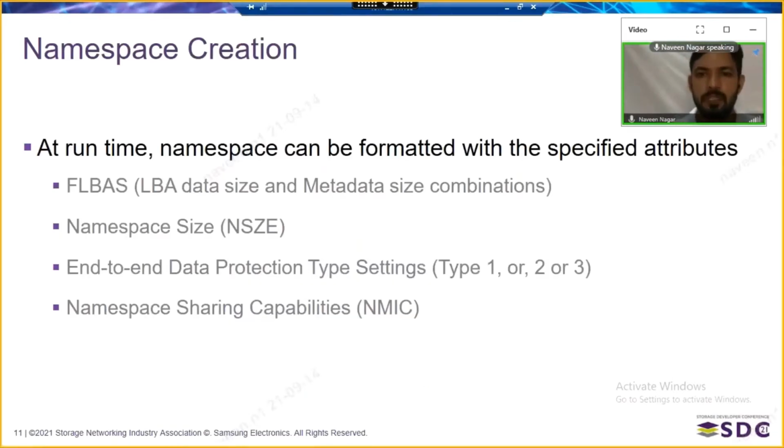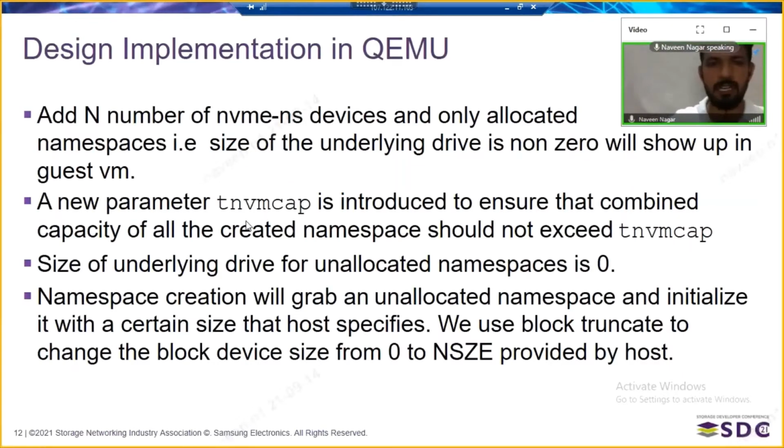So what is the benefit of namespace creation at runtime? The following attributes can be modified. Logical block format, such as data block size and metadata size, can be changed. Here namespace size defines the total size of the namespace in logical blocks. So each namespace can be uniquely configured. Each namespace will have its own metadata size, block data size, and its own protection capabilities. Host software can also determine whether this namespace will be shared across multiple controllers in the subsystem by providing the NMIC field.